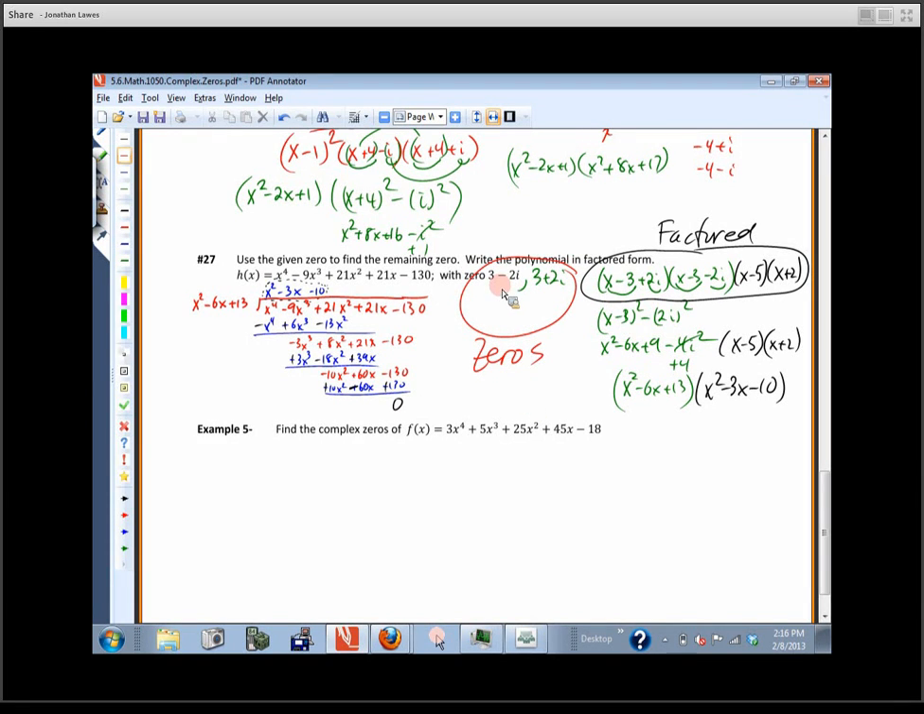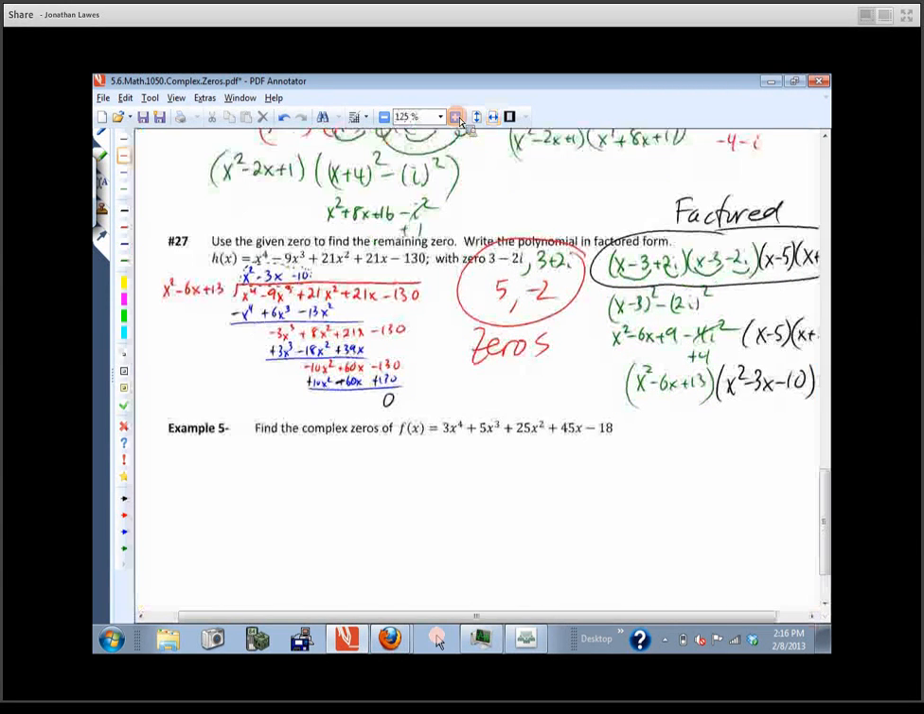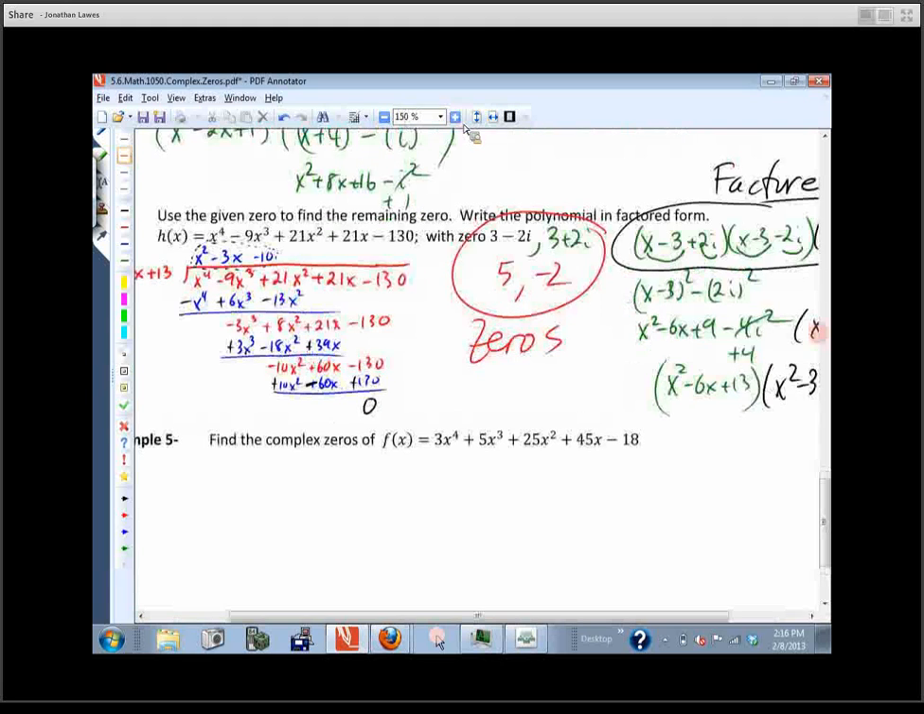Zeros. There's 1. There's its conjugate pair. What are the other two zeros? 5 and negative 2 from those linear factors right there. So, okay, now put this in perspective. If I had said an hour ago, I want you to factor this 5-term polynomial, and by the way, it's got numbers like 21 and negative 130 in it. No clue. Wouldn't be able to do it. But now we can.